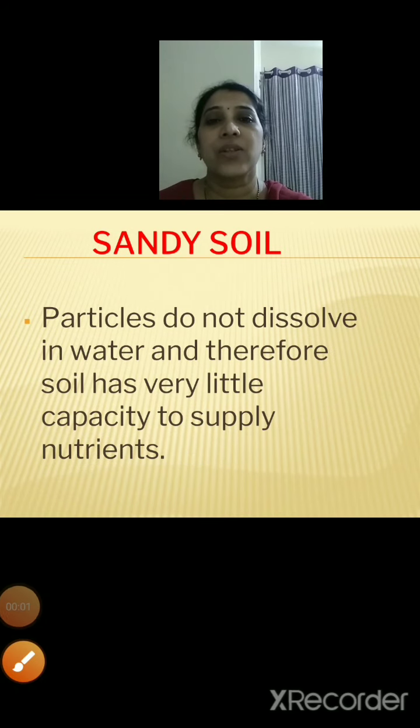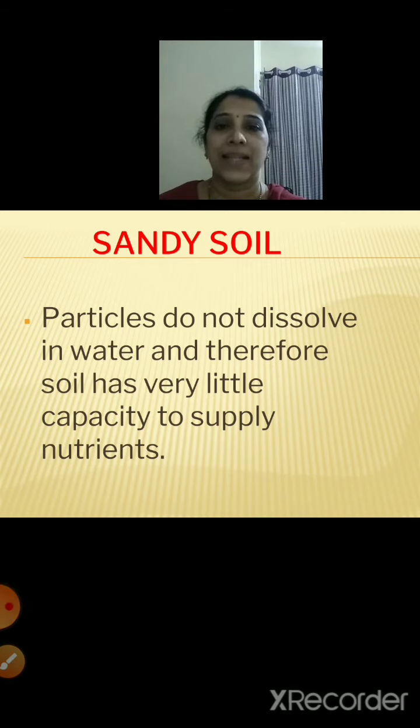The particles of the sandy soil do not dissolve in water, and that's the reason the soil has very little capacity to supply nutrients. So children, the particles present in the sandy soil do not dissolve in water because they are large in size.